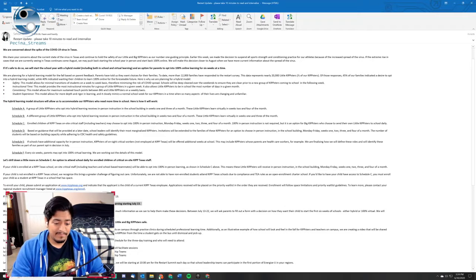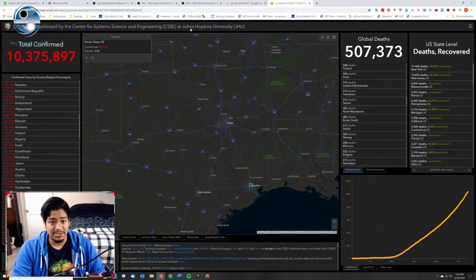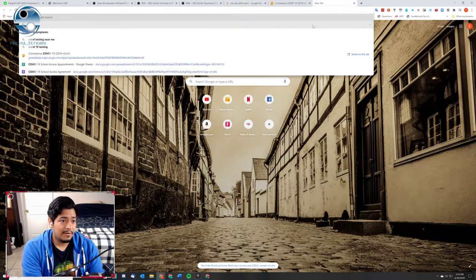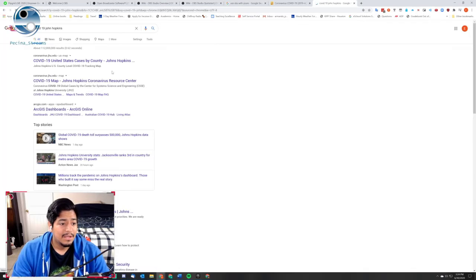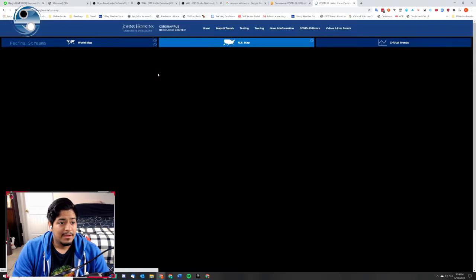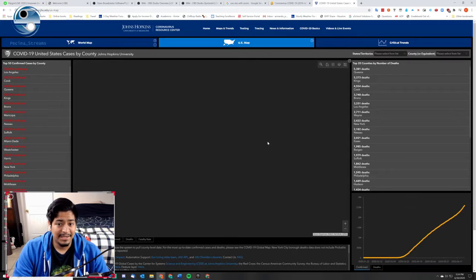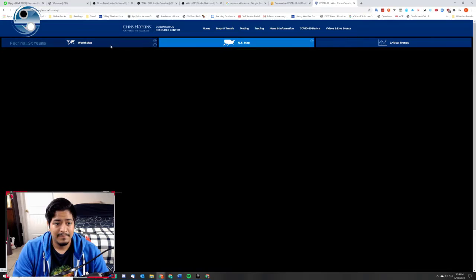For more things you can be looking at, this is the Johns Hopkins COVID-19 dashboard. If you just go to Google, type in COVID-19 and Johns Hopkins, you should get the map. It should be the first thing that pops up, coronavirus.jhu.edu, US map. It should pop up, and I believe that's the same map that I'm looking at, or at least a close one to it.